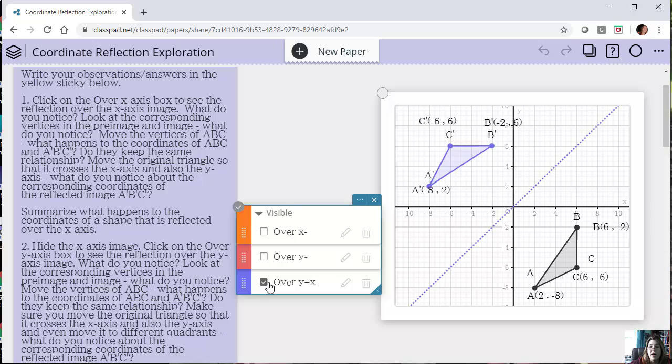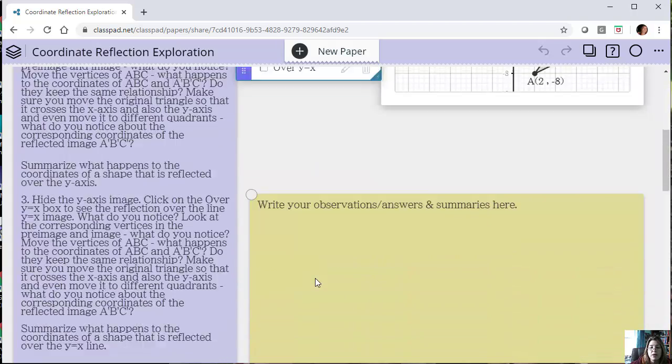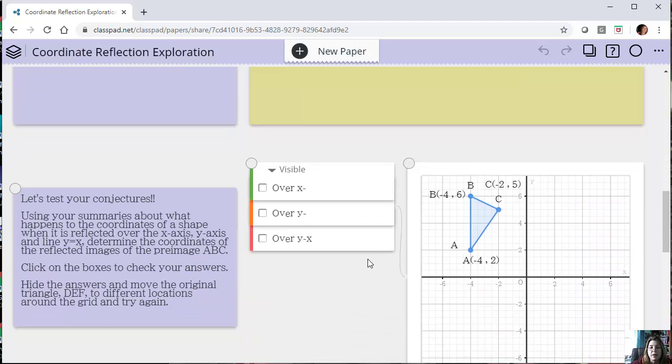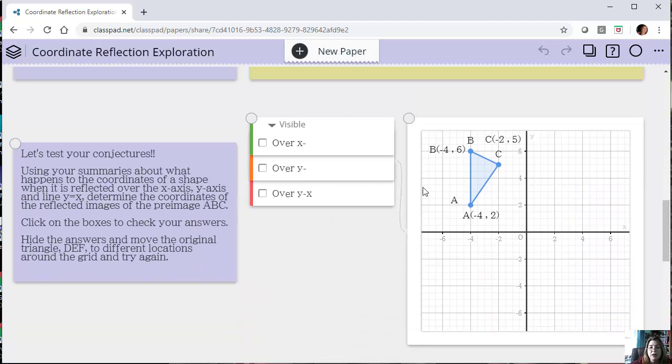And then what happens when it's over y equals x? What happens when we flip over that? Here, since we're flipping over both, it makes sense that they would both switch to their inverse. So these are the things we want them exploring. They get to move things around and test that out. Then once they've come up with it, they summarize each type of reflection in the coordinate plane, and then they get to come down here and actually test themselves.